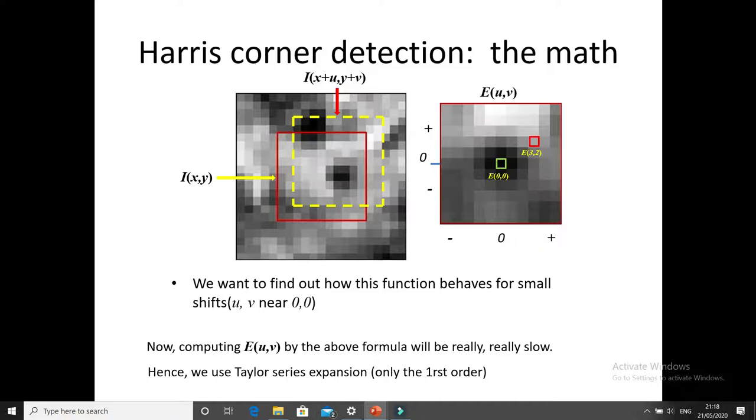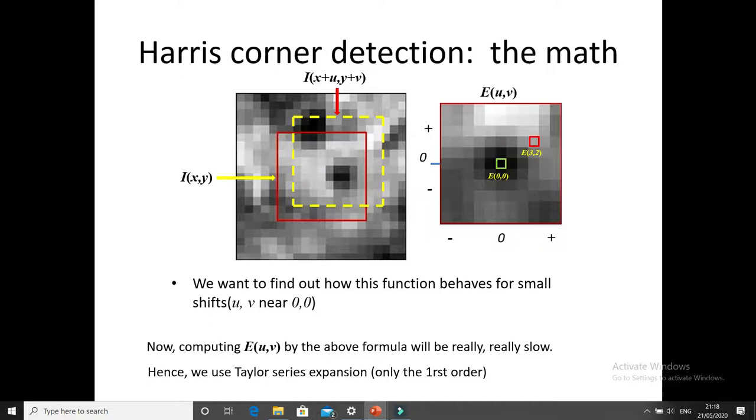So what we are looking for is the points where, as we move in u and v, we get changes. We should get some error value, we get some changes in the error value no matter how we move in u and v.